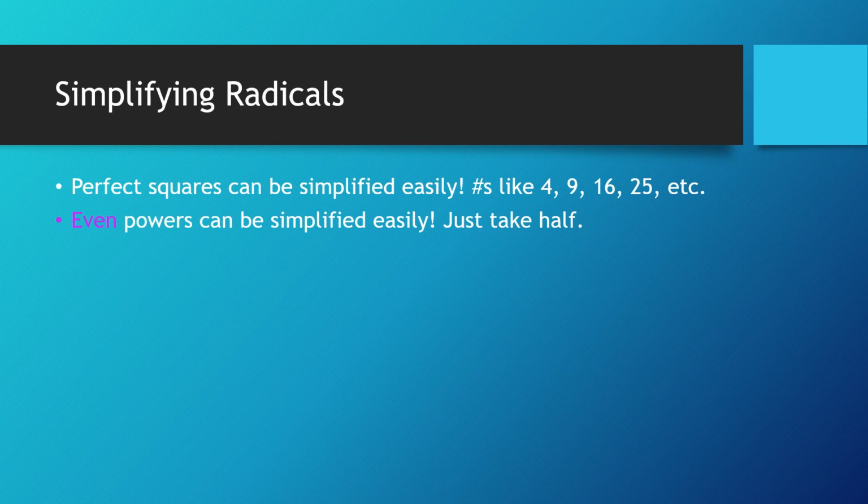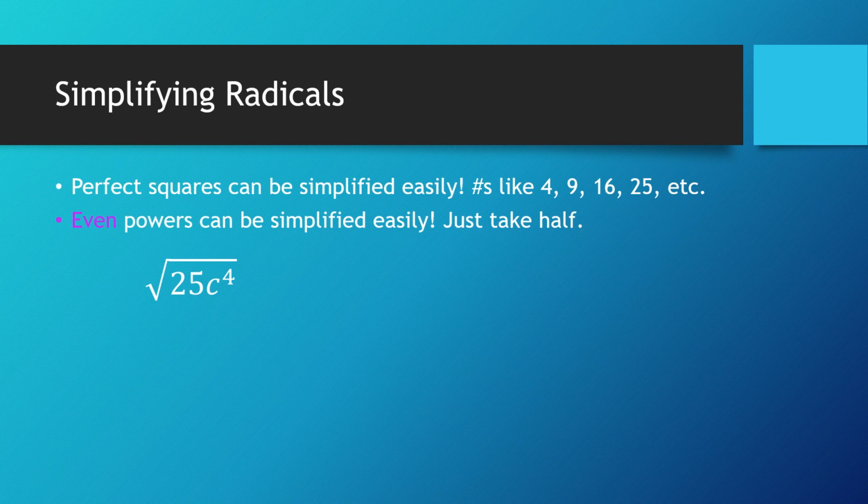And here are some tips on how to do that. Perfect squares are the numbers that we really like to find, and perfect squares can be simplified easily. They are numbers like 4, 9, 16, 25, etc. And if you ever have an even power underneath the radical sign, those can be simplified very easily as well. You just take out half of that power.